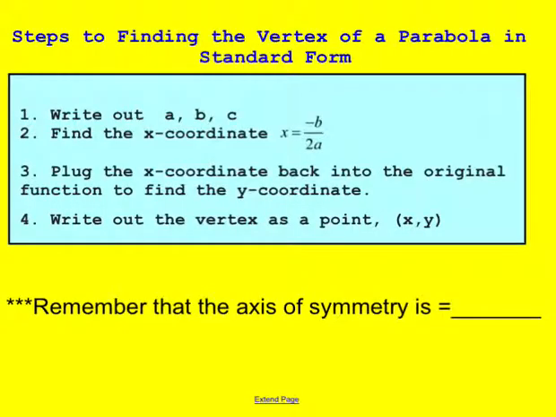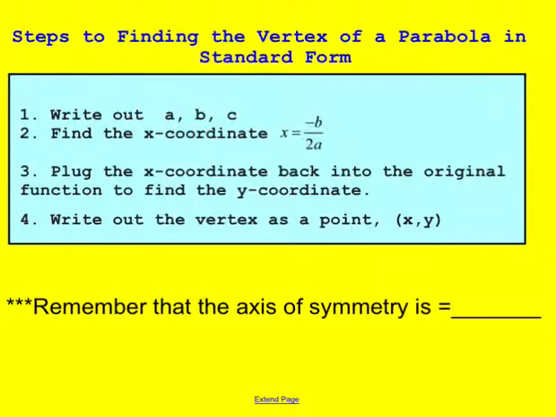Now let's take a look at some of the steps for finding what we need, basically the vertex. That's the most important part of a quadratic when we're graphing. So, steps to finding the vertex of a parabola in standard form. First you need to figure out what your a, your b, and your c are. That just comes from the standard form of a quadratic. Then you need to find the x-coordinate. That's given by the equation x is equal to the opposite of b over 2a. That's a formula that you're going to use.